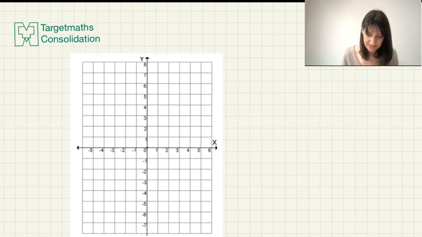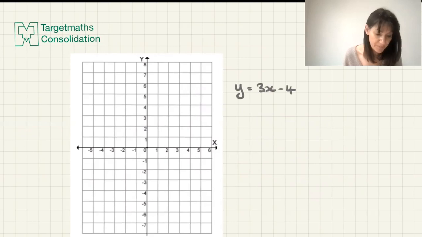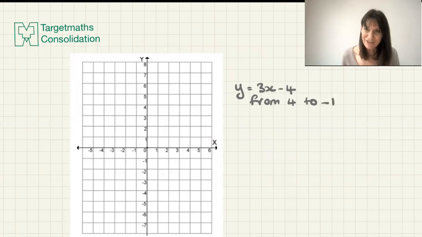Next question, we might as well use this grid whilst we have it handy. So we're going to draw the line y equals 3x minus 4. And we're going to do that using the x values from -1 to 4. All right. So hit pause and press play when you're ready to see the answer.